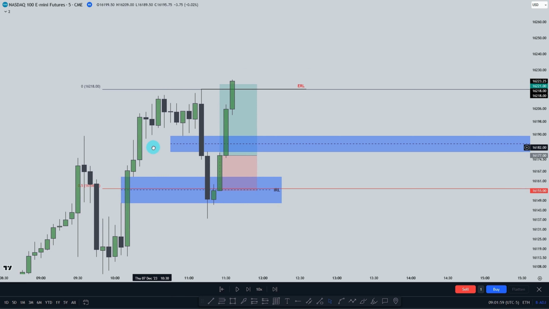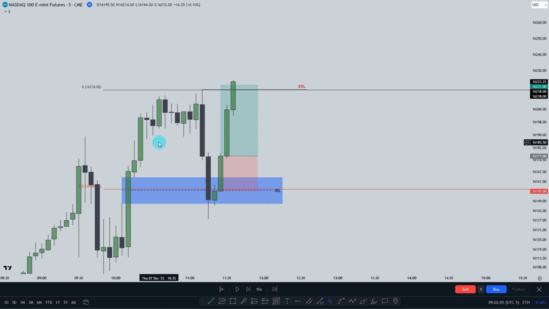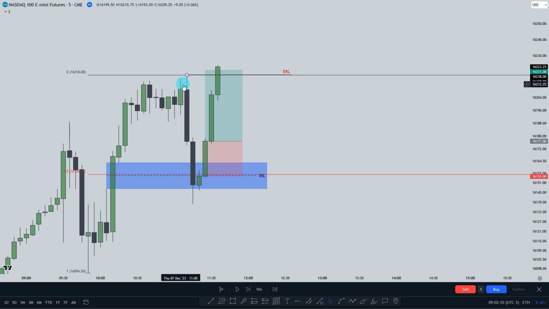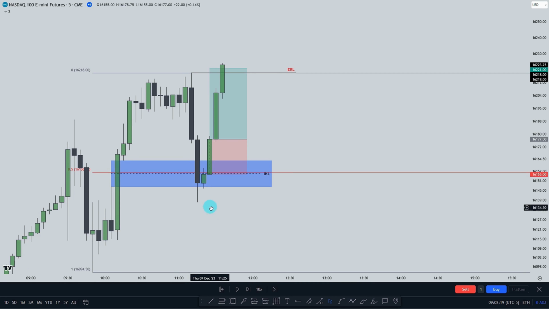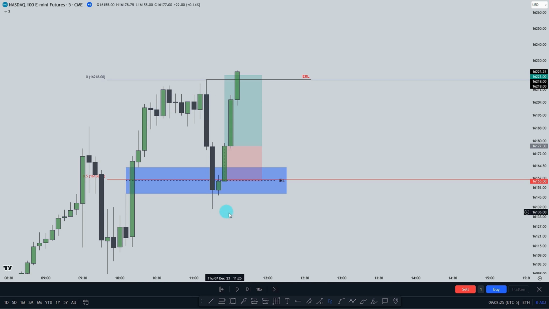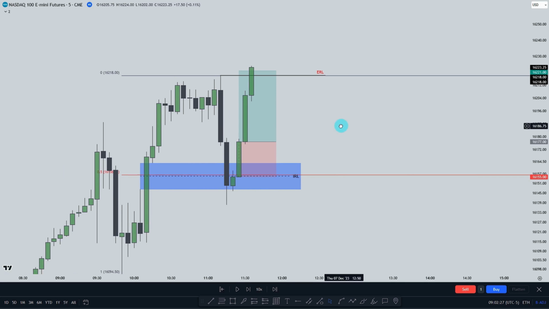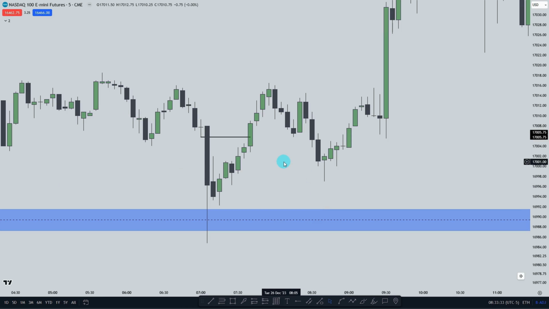We also had an AMD model, which also supports the idea of higher prices. So as you see, price consolidates, then price manipulates down into internal range liquidity, which is within the discount, and then price distributes higher. So already we have actually 3 confirmations that price is going to go higher. First of all, we have the AMD model, then we have internal range liquidity, and then we have the inversion value gap.